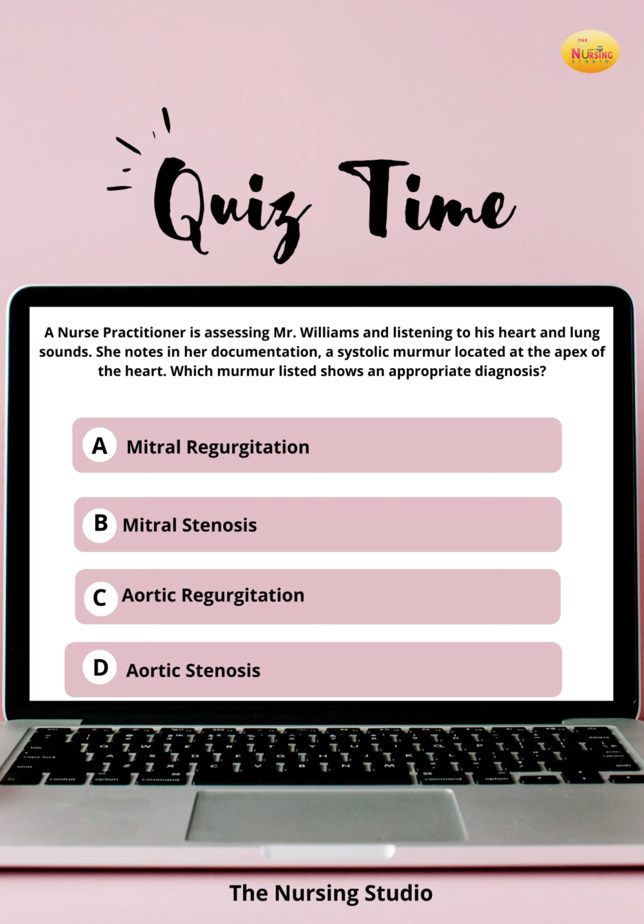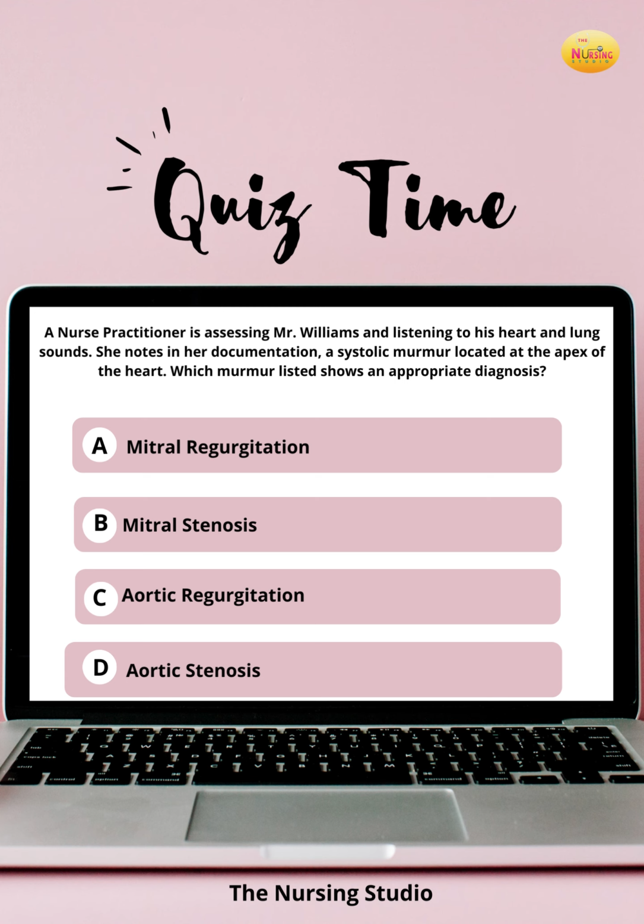Again, go check out my videos for a better explanation if you need to take a moment and really delve into this a bit more. But this lets you know that at the apex is mitral, right? So your best answer choice is A, mitral regurgitation. Mitral regurg is the systolic murmur and it's located in that mitral region at the apex of the heart.